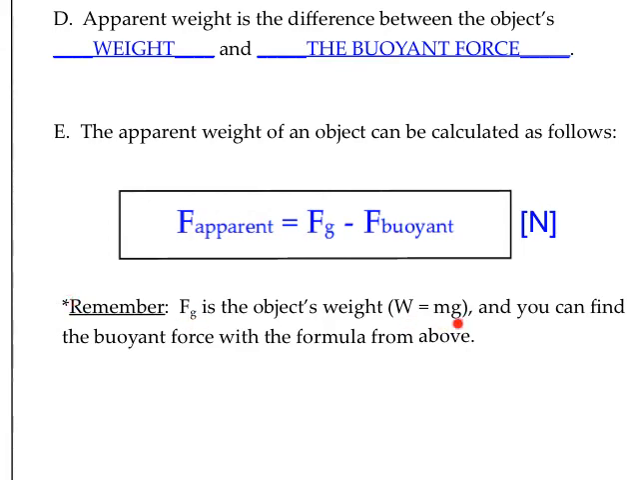Fg is the object's weight, so remember, if you're given the mass, you would need to convert, and you do that by mass times gravity to get the weight. And then you can find the buoyant force with the formula from up above. You should be subtracting a weight and a buoyant force that are both in newtons, which will give your apparent weight units of newtons as well.